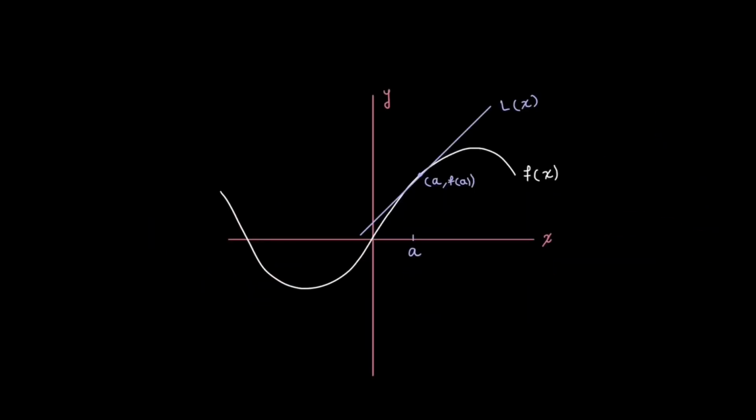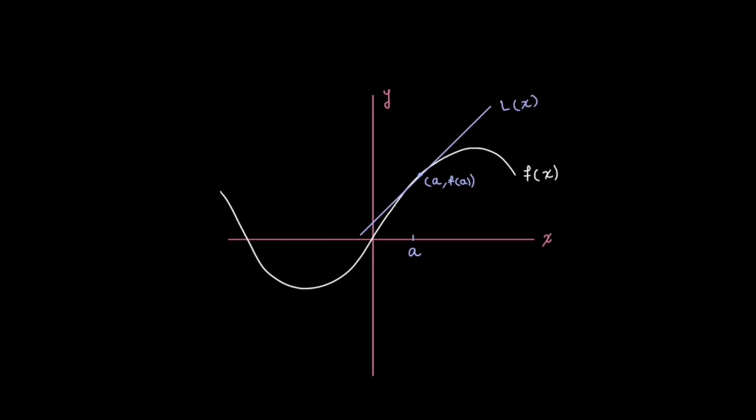We have a function f of x, and we have drawn at point A a tangent line labeled L of x. So we can see that if we zoom into that point at x is equal to a, the tangent line L of x is very similar to the function f of x at the given point. So we can use this tangent line L of x to approximate any function close or near to x is equal to a. So what is this going to look like?